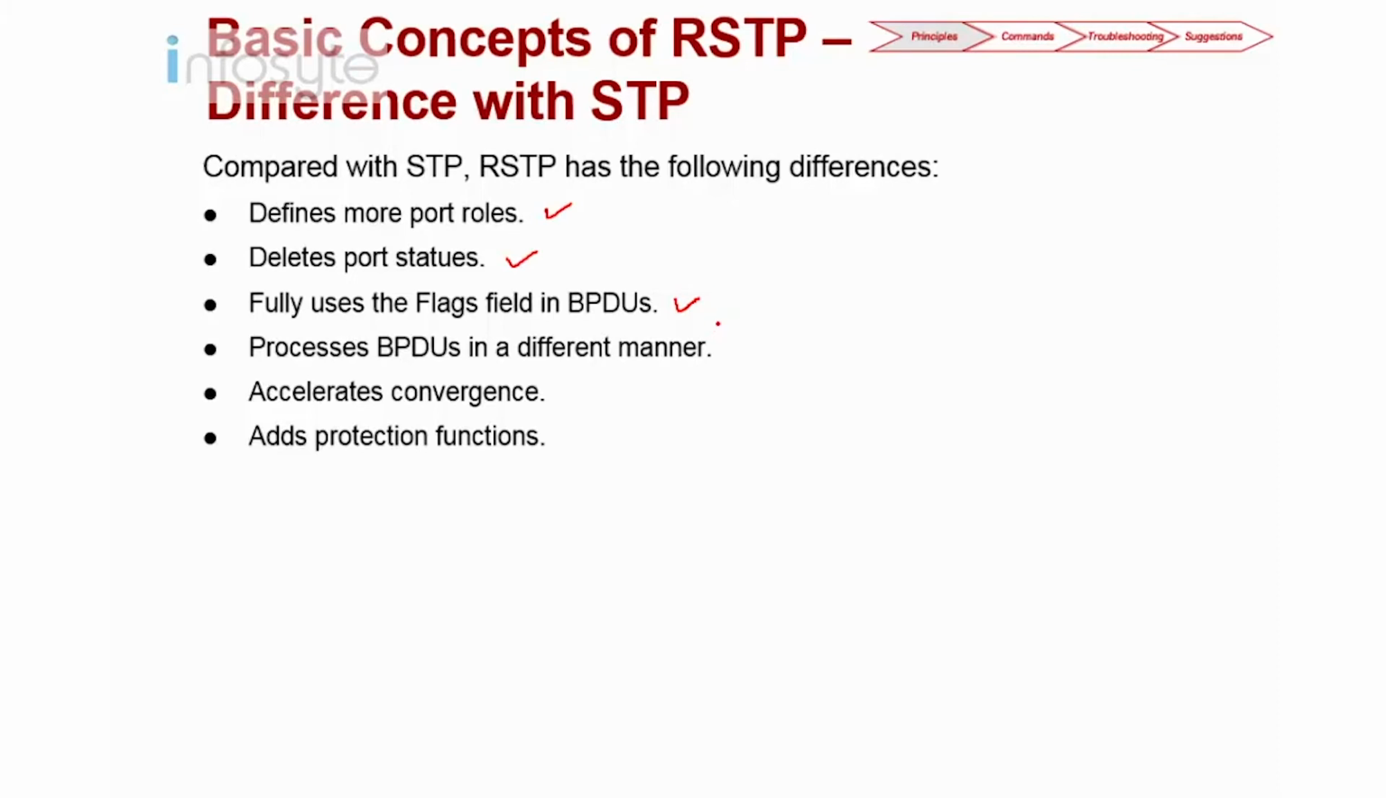But in the RSTP, we fully use all the flags in the BPDU. And the way that they process the BPDU is different. We are going to look into that. It really accelerates the convergence because of the way that they process it and the mechanics of how RSTP works, as well as the additional protection they add on top of STP.